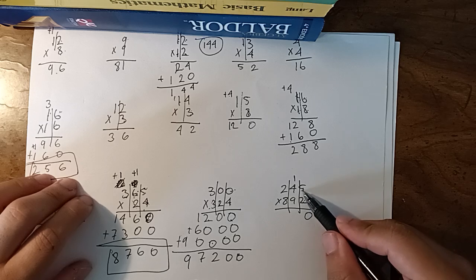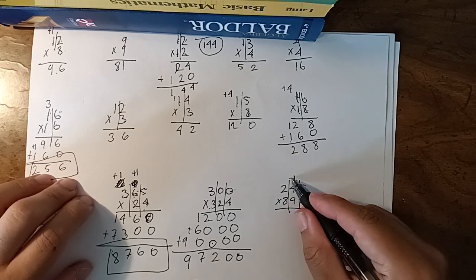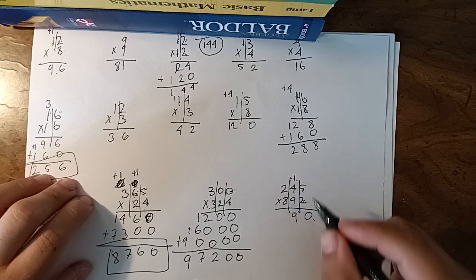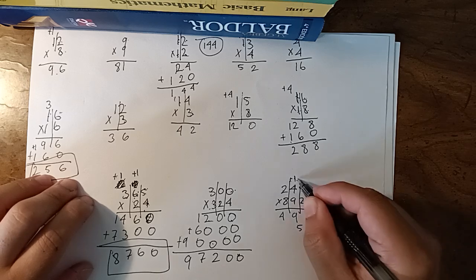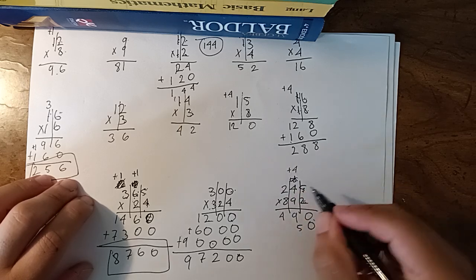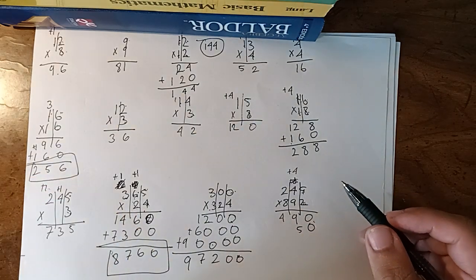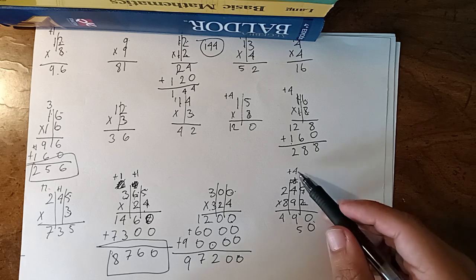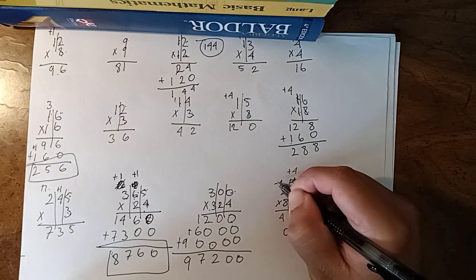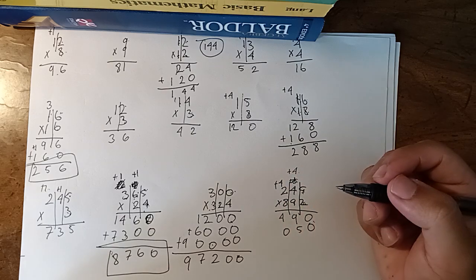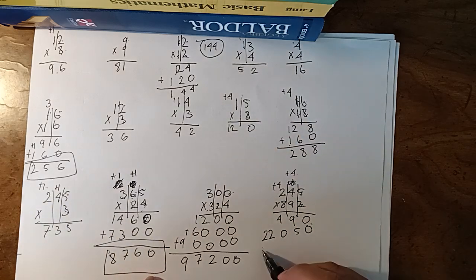Times that. 5 times 2 is 10. Carry the 1. 2 times 4 is 8 plus 1. 9. 2 times 2 is 4. 0. 45. Carry the 4. 9 times 4 is 36, plus that is 40. Carry the 4 over here. 9 times 2 is 18. 18 plus 4 is 22. 22 there.